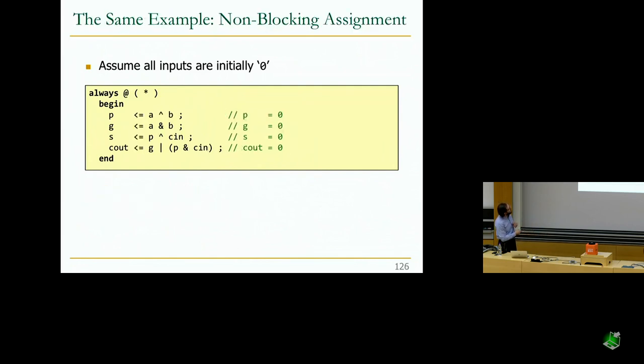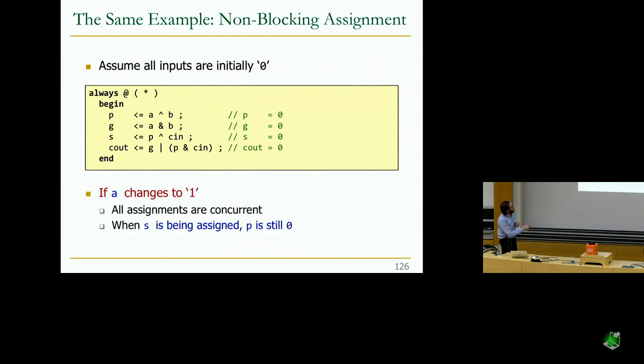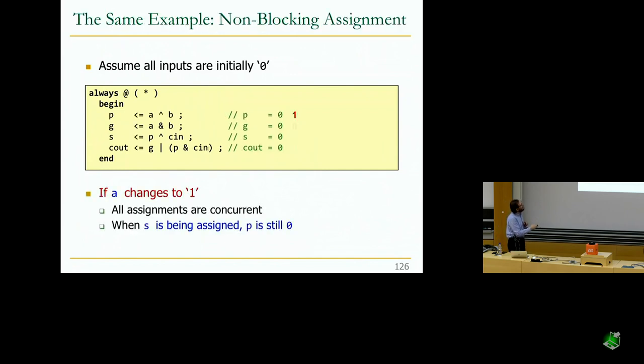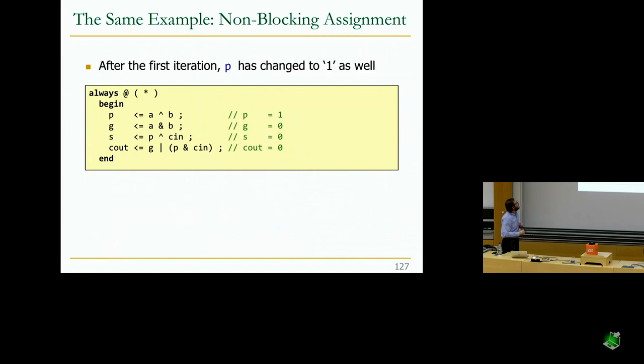If you have the same code with a non-blocking assignment, and A changes to 1, all assignments are concurrent, basically. When S is being assigned over here, P is still 0, because P gets updated at the end of the block, right? So this is the value you get. As opposed to getting 1010 for the output, we got 1000. And which one is correct? It depends on what your intent is with the circuit, right? That's why you need to be very careful with blocking and non-blocking assignments. Okay.